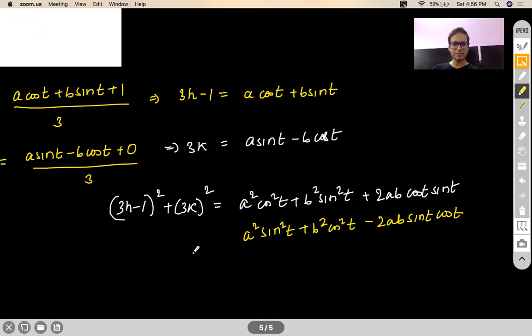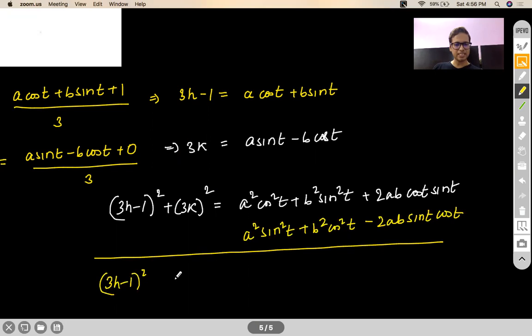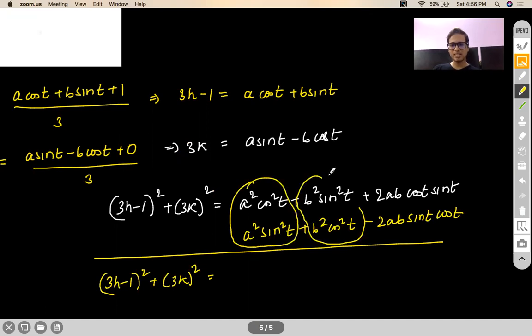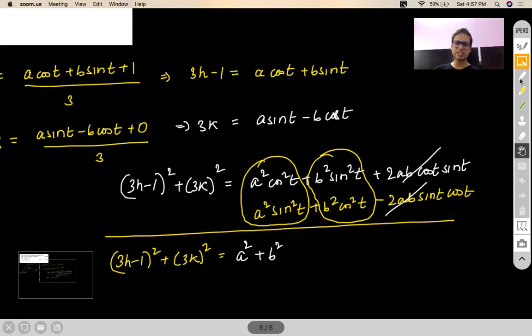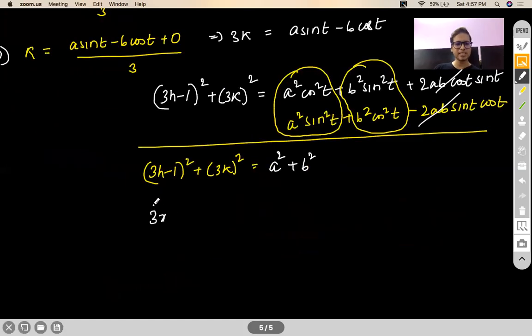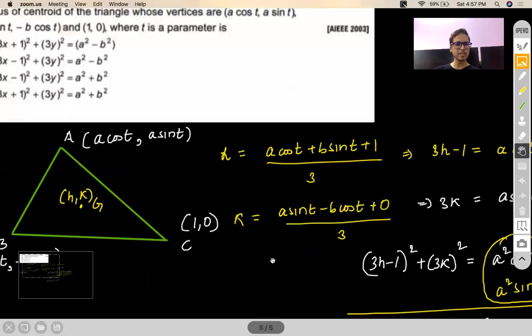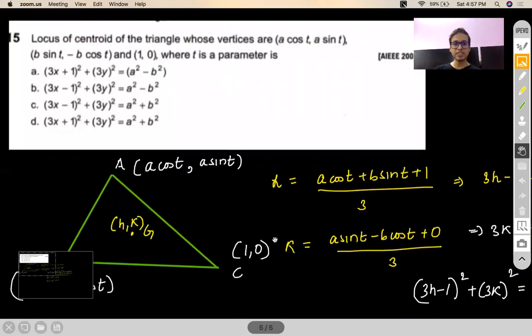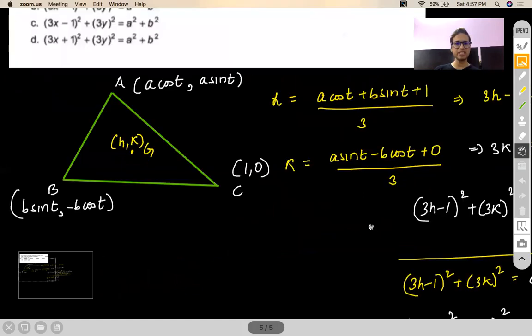If you add them, you will end up getting something like this. Please note these two will add up to give you a square, these two will add up to give you b square, while these two will get cancelled off. And as you can see, this has safely eliminated my parameter t. Now the last step, which is the customary step, is replace h with x, k with y, and you're done. Which option says that? Let's check. Option C. Yes, option C is the right option.